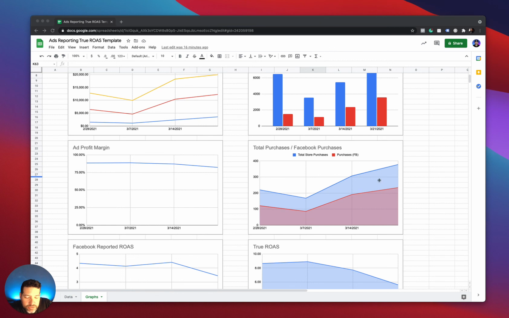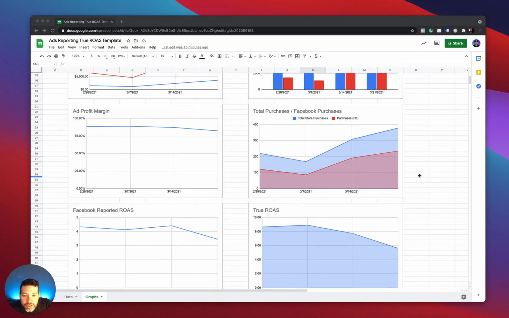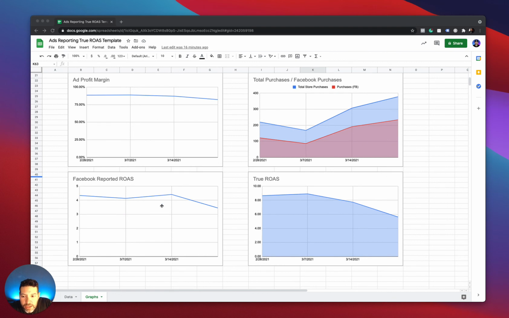Make sure that that's following the same direction, so that you know your ads are having an effect on your total sales. Another thing here is the Facebook reported return on ad spend. You want to make sure that you're looking at your Facebook reported ROAS here, and you can identify patterns to see if you're going up, down, and as you increase ad spend. So those are things to look at. And then finally here you have your true return on ad spend to see where you are.